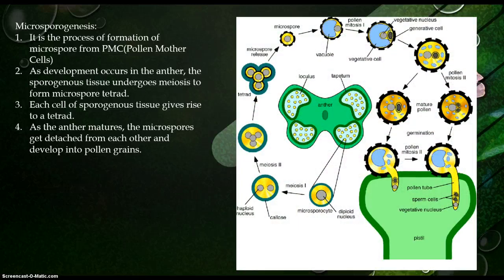You can see in this diagram, the first one is the microsporocyte, which is a diploid nucleus. Then it undergoes meiosis 1, and then meiosis 2, and develops 4 nuclei inside a single cell. Then these 4 nuclei develop into 4 different cells, which is known as a tetrad. Each of these is a gamete. Then each tetrad is released in the form of microspores, which undergo several changes and develop into a pollen grain. These mature pollen grains go and further fertilize the female gamete.